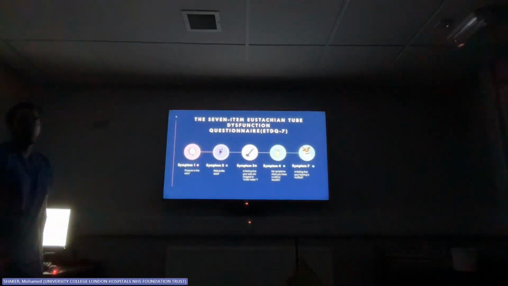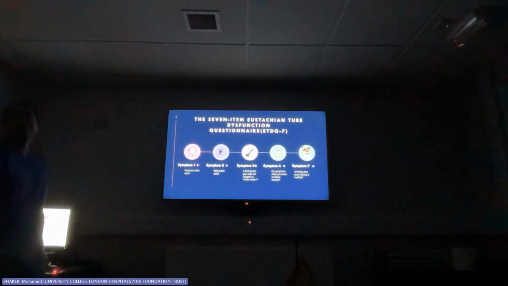That's the 7th. So you give the patients these 7 symptoms and they score each one from 1, nothing, to 7, as severe as it could be. You get the score and you divide it, and if the mean is more than 2, you possibly have eustachian tube dysfunction. If less than 2, you don't. But some of these are similar, like your ear being plugged and muffled. Exactly, that's the difficulty.